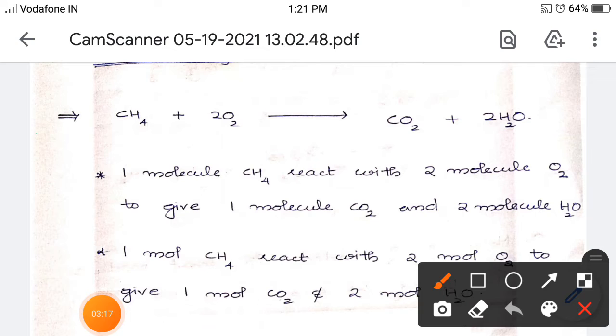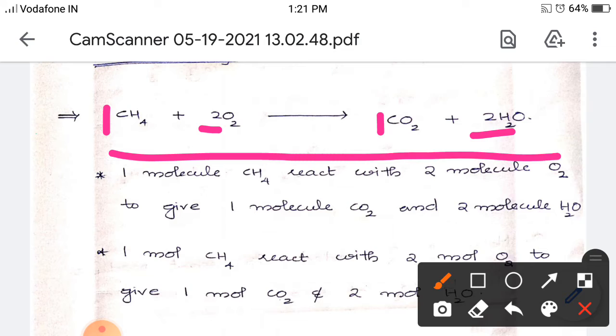So what is the use of this stoichiometry? Stoichiometry means this 1 and this 2 and this 1 and this 2. The numbers are called stoichiometric coefficients. From these stoichiometric coefficients we can solve so many problems. So you have to study this balanced chemical equation. You have to practice how to write the balanced chemical equation.